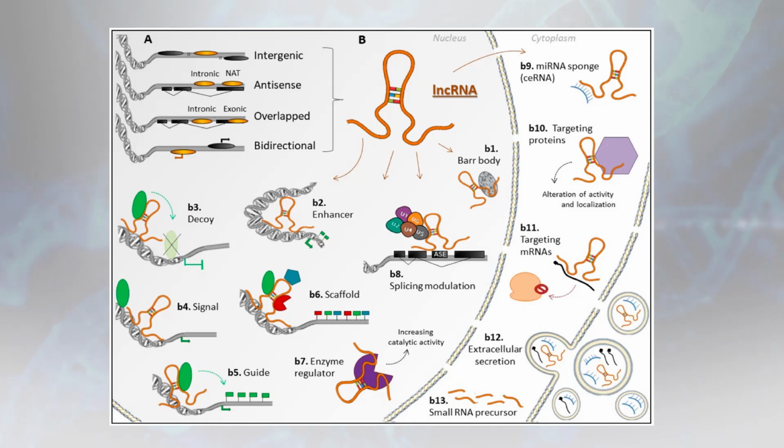Long non-coding RNAs function in transport; they suppress protein expression, they take some protein to a particular target, or they take other RNA to a particular target. So these are the different functions of non-coding RNAs in gene regulation.